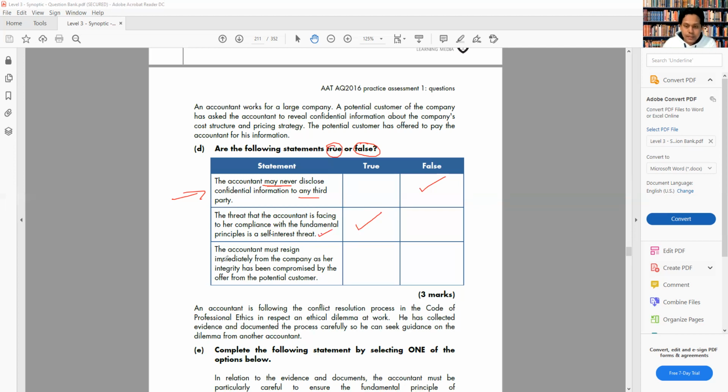Then it says the accountant must resign immediately from the company as her integrity has been compromised by the offer from the potential customer. This is not true. This is false, because if someone offers me a bribe or any gift, it doesn't mean I have to resign immediately. They might offer me some sort of gift or bribe, but that doesn't mean I have to resign immediately from that.